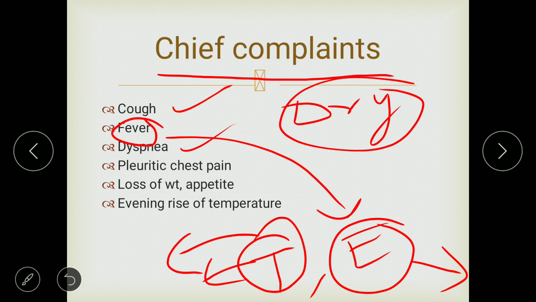And next is pleuritic chest pain. As already said, like fever, this pleuritic chest pain is also a feature of exudate. In transudative pleural effusion, you will not have pleuritic chest pain. And loss of appetite can be there if there is underlying tuberculosis or malignancy. And evening rise of temperature pertains to tuberculosis.